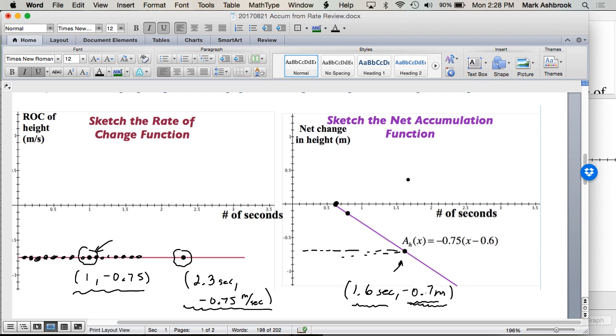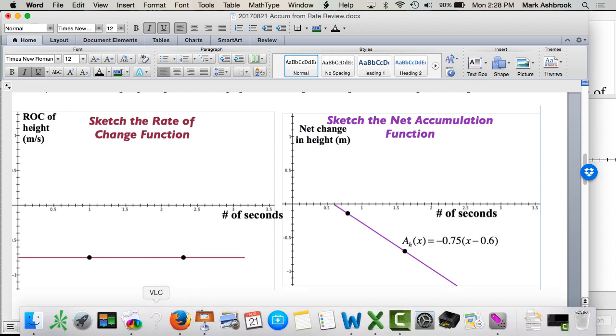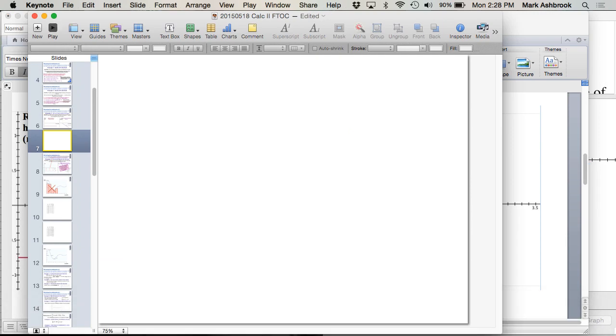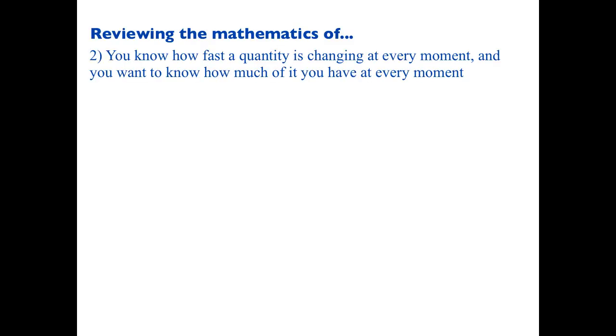Okay, any questions on this worksheet? Okay, so we're moving on to principle 3. Again, all these principles are about this. We're reviewing the mathematics of how fast a quantity is changing at every moment, and how much of it you have at every moment.